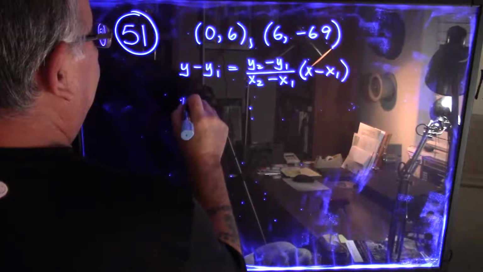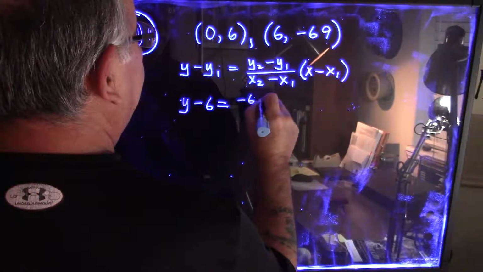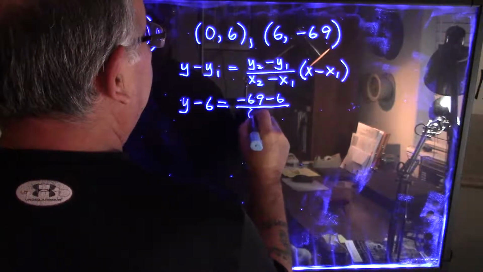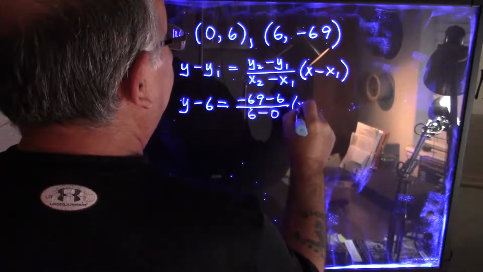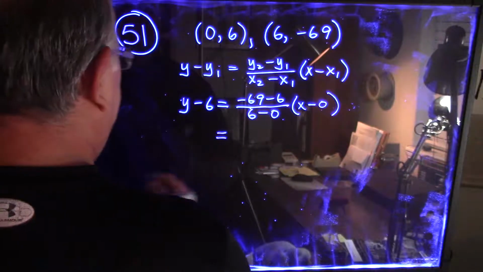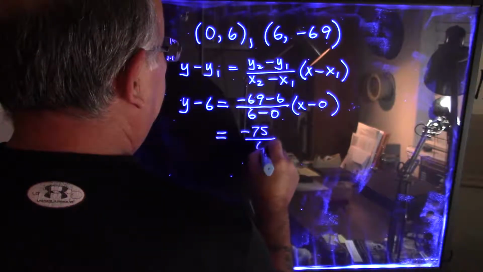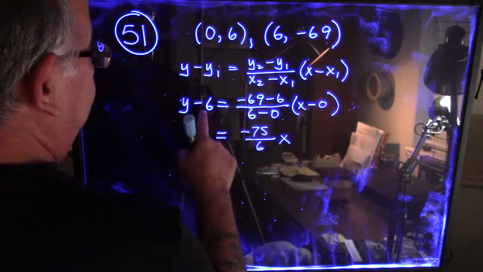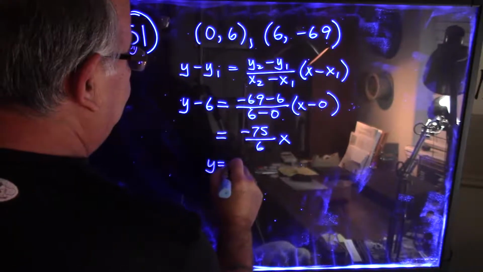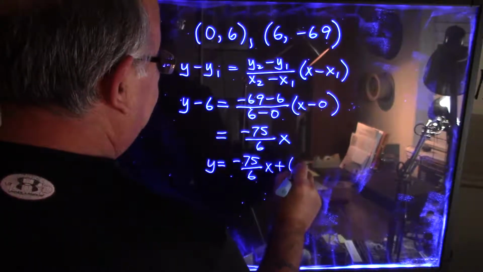So you get y minus 6 equals negative 69 minus 6 over 6 minus 0 times the quantity x minus 0. And that equals negative 75 over 6 times x. Now you can move that negative 6 to the other side, so add 6 to both sides. You get y equals negative 75 over 6 x plus 6.